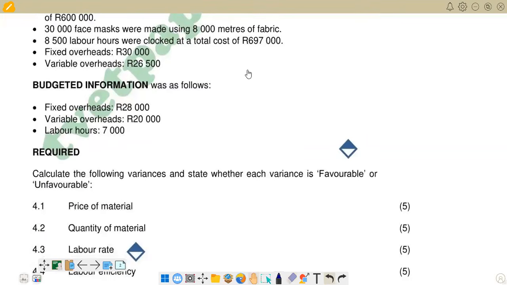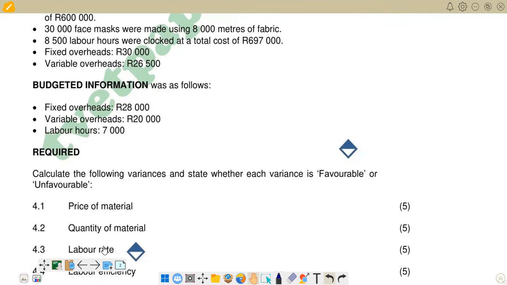If you go down, we also have budgeted information as follows: fixed overheads 28,000, variable overheads 20,000, and labor hours of 7,000. Then on the required part: calculate the following variances and state whether each variance is favorable or unfavorable. We are going to start with the price of material.